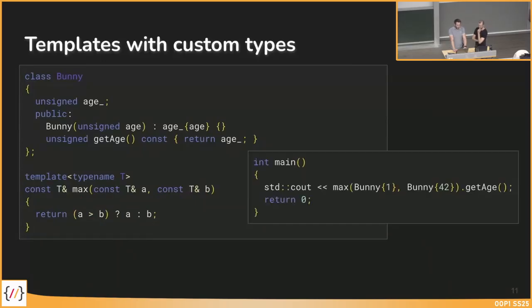Now, if we have a look at this main function, then we see we have here our standard out, where we call the max function and we pass bunny with age 1 and bunny with age 42, so 2 different bunnies, which we can do because T can be any arbitrary data type. It's not integers and not floats in this case, but it's 2 bunnies, which works as well. And after that, we hopefully get the maximum, so the maximum bunny. And for this bunny, we call getAge.